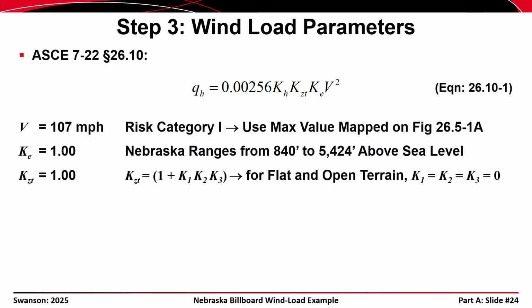K sub ZT is a topographic factor, and it accounts for a phenomenon known as wind speed-up that occurs when the wind is forced over hills, ridges, or escarpments. I won't go into too much detail here, but the factor K sub ZT is taken as 1.0 for the case of a structure constructed on a flat and open area without any hills, ridges, or escarpments.